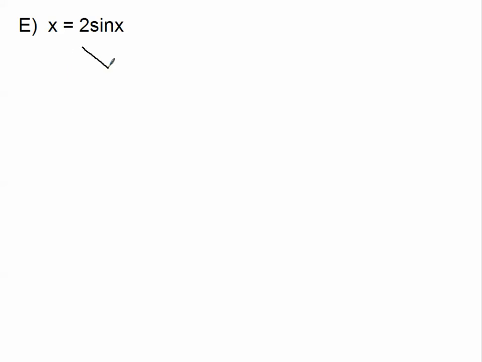What I'm going to do is set it equal to 0. I'm going to bring the 2 sine x over, making it x minus 2 sine x, set it equal to 0, and use my graph. I'm going to graph this on the calculator.